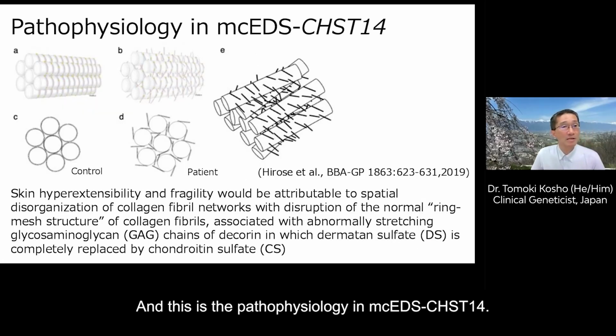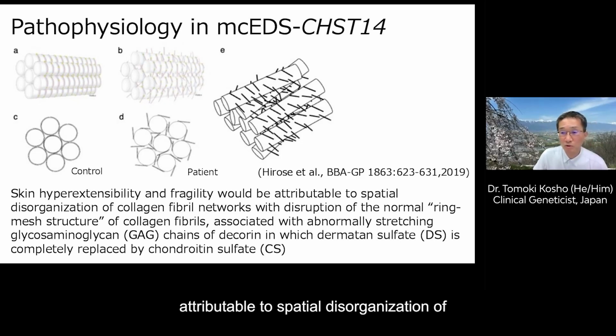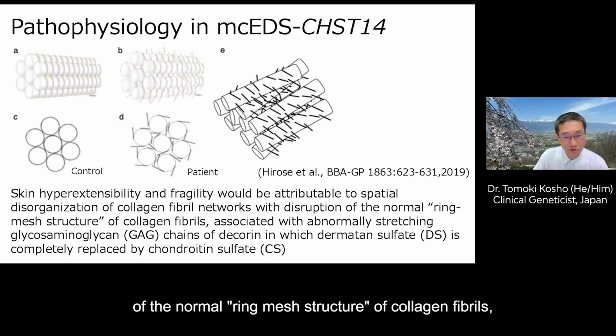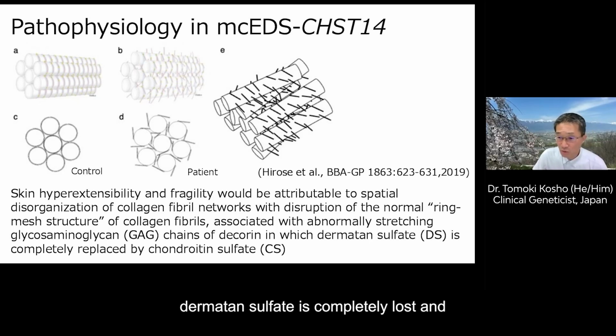And this is the pathophysiology in mcEDS CHSD14 type. Skin hyperextensibility and fragility of the syndrome would be attributable to spatial disorganization of collagen fibril networks, with disruption of the normal ring mesh structure of collagen fibrils, which is associated with abnormally stretching glycosaminoglycan chains of decorin, in which dermatan sulfate is completely lost and replaced by chondroitin sulfate.